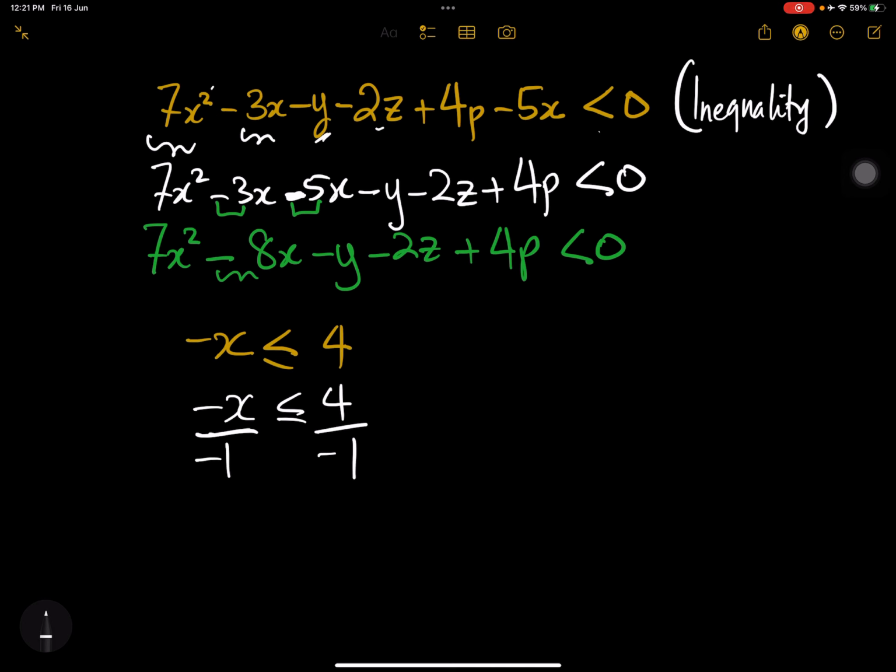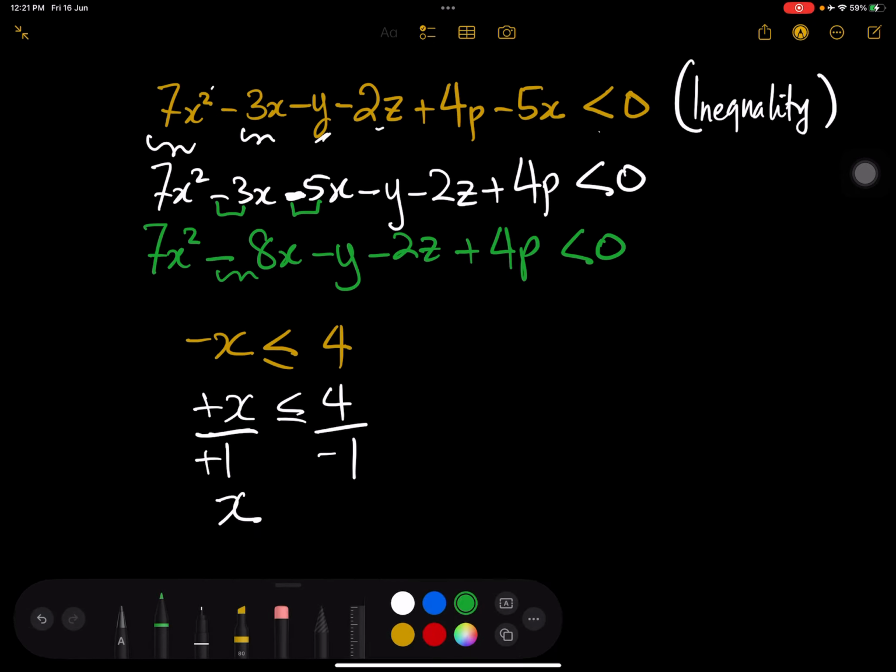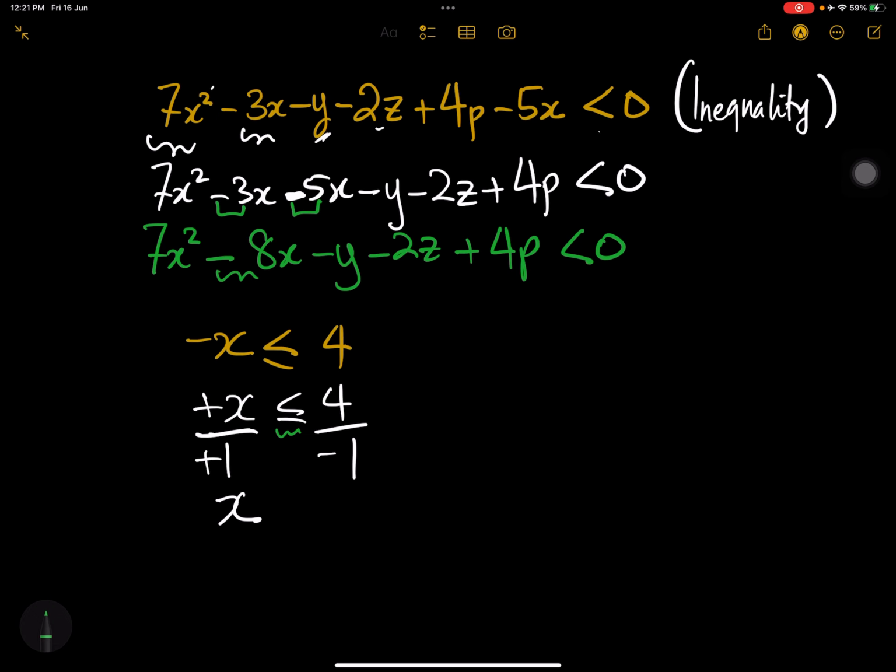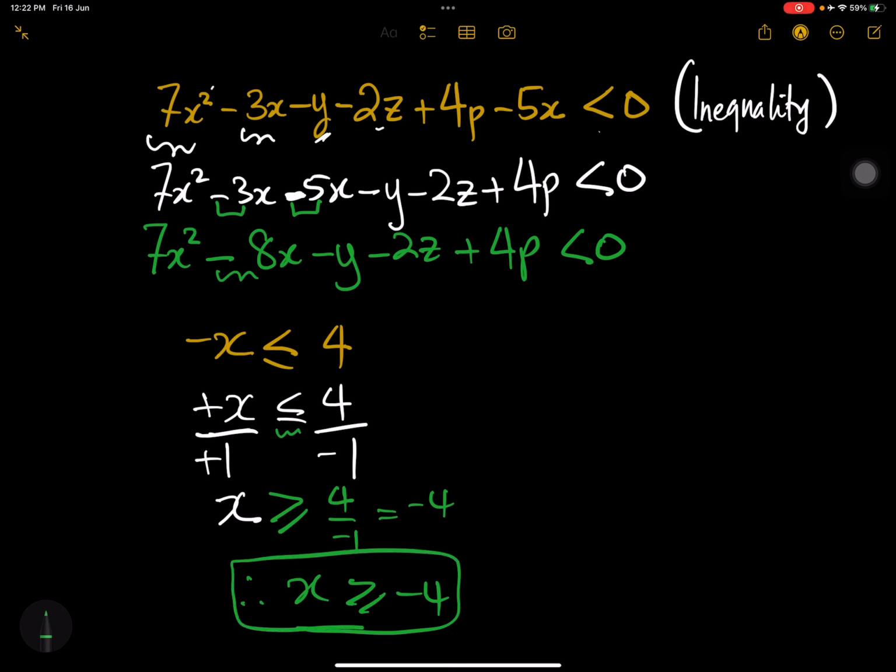And when we do that, this cancels out. Once it cancels out, remember we're having x, the sign here has to change to the opposite, which is greater than or equal to 4 over negative 1, which is negative 4. Therefore, our x is greater than or equal to negative 4. This will be the answer.